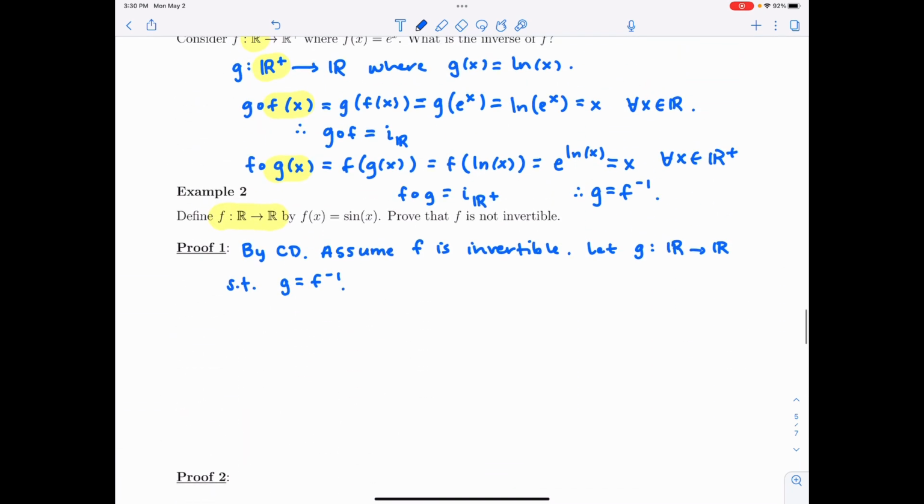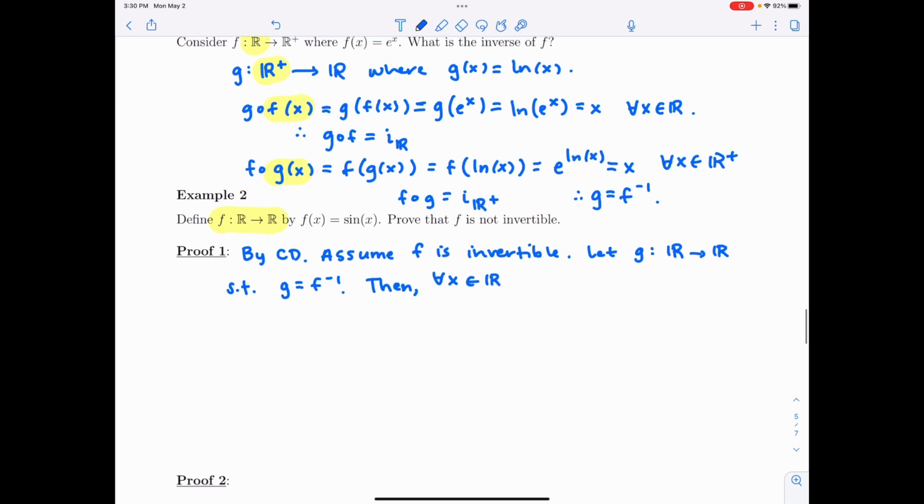So coming back up here, we know since G is the inverse of F, then it should be such that for all x in the reals, when I look at G composed with F of x, that should give me x back out. So in particular, that should work when I plug 0 into my function, and it should also work when I plug pi into my function. So let's take a look at that.